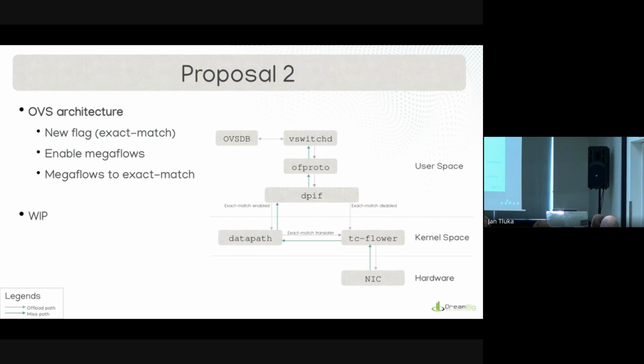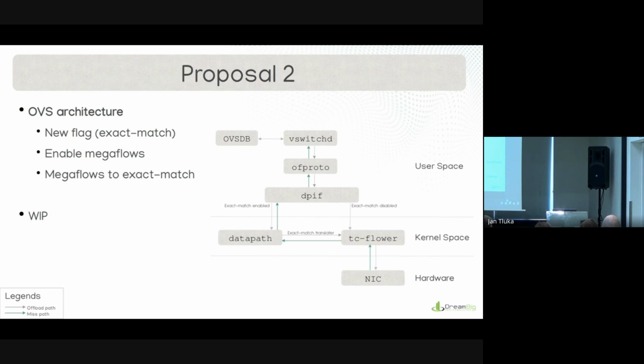As the OVS kernel data path contains megaflows only, an extended functionality is added which further translates the megaflows to exact match rules. After translating the megaflows to exact match rules, it hands them over to TC-flower internally within the kernel. As TC-flower can process the rules in software, we are thinking not to introduce a new cache for exact match rules in the data path separately.